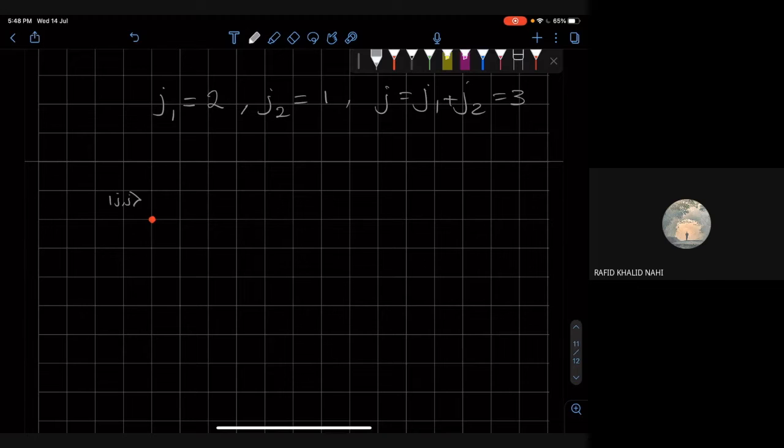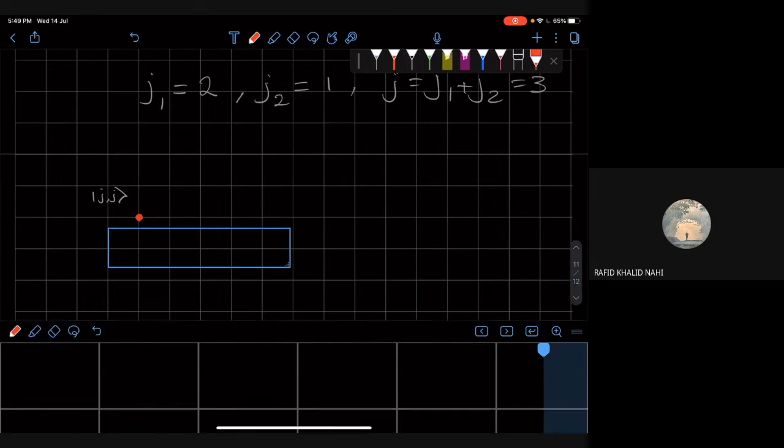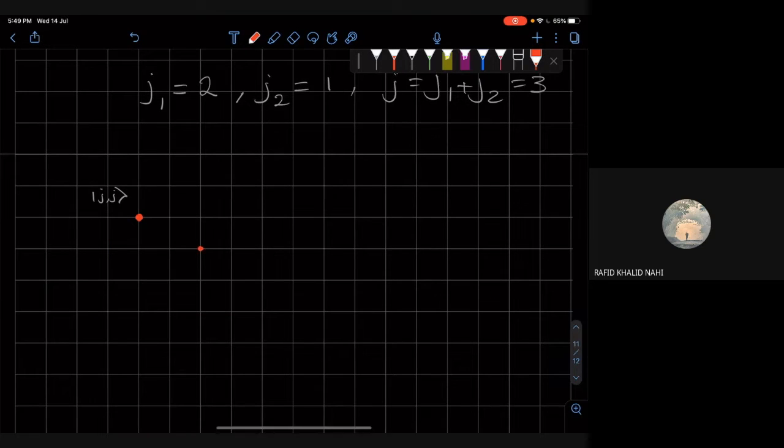And when I apply a lowering operator, I get, sorry, I'm just going to make a huge mess, but I'll try not to. So when I apply the lowering operator on this, I get J minus 1. And then if I apply another lowering operator, so what I'm going to do is the following.